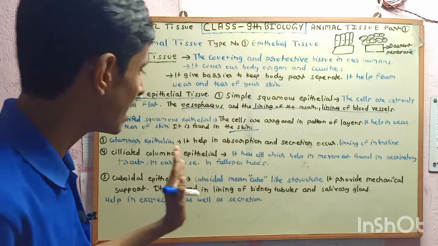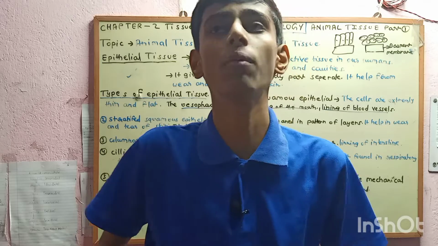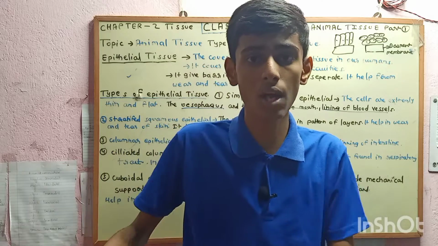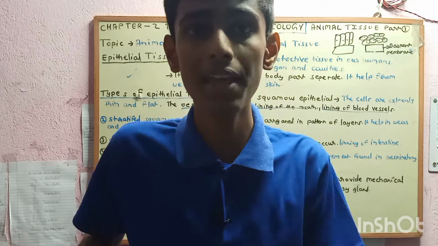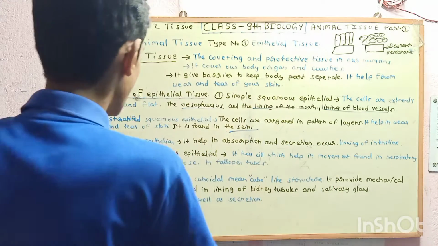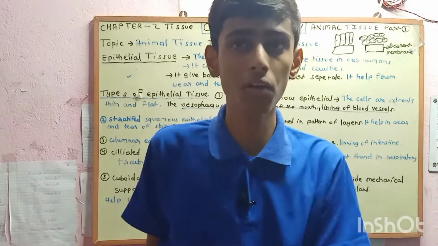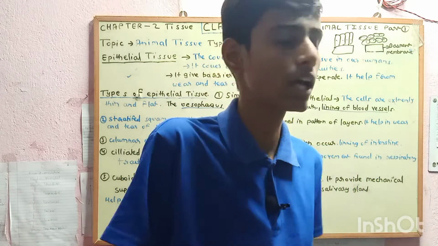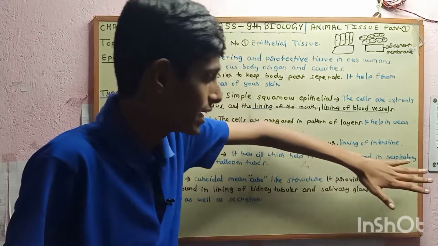Columnar epithelial tissue helps in absorption and secretion. Absorption means it will absorb something inside your body. Your intestine absorbs nutrients. When you eat food, there is ingestion and digestion. Who helps in digestion? Your intestine, and it absorbs all the nutrition from your food. Who helps in this? Columnar epithelial tissue. And for secretion, the salivary gland secretes saliva, and the sweat gland secretes sweat. Secretion is also helped by columnar epithelial tissue. The most common example is the lining of the intestine.